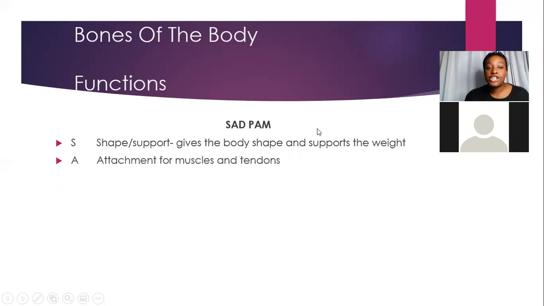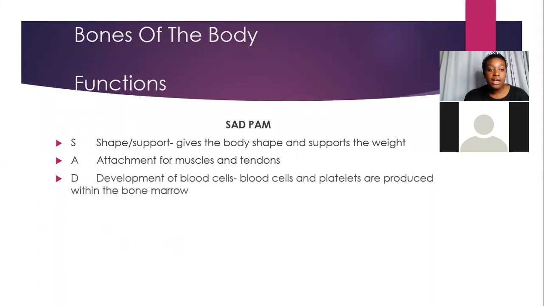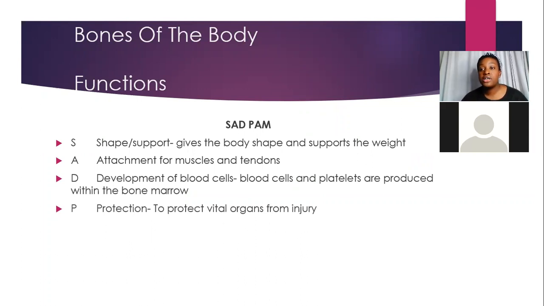You've got A for attachment. Our bones help our muscles and tendons attach to each other. Our bones are our framework. So all of our muscles and tendons are attached to those. Our skeleton actually is the development of blood cells. So through our bones, we produce blood cells and platelets within our bone marrow. We've got protection. Our bones help to protect our vital organs. Our rib cages help to protect our heart and our lungs inside our body.